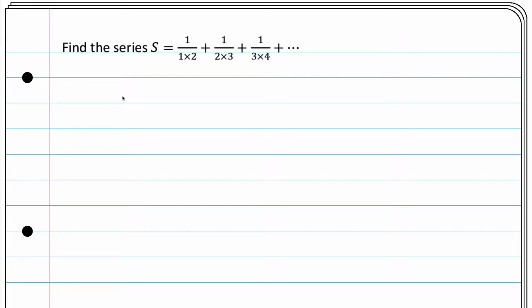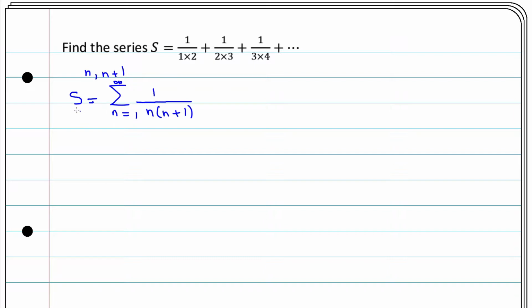Hi guys, today's problem is about finding a well-known infinite sum or series. Note that in the series S, the denominator terms are the products of two consecutive integers like n and n plus 1. So our problem is to find S equals sum over 1 to infinity of 1 divided by n times n plus 1.